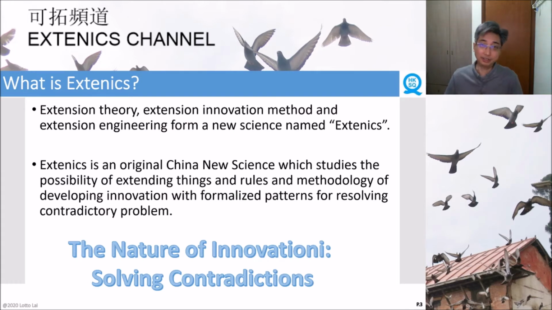What is Extenics? Extension theory, extension innovation method, and extension engineering formed a new science named Extenics. It is an original Chinese new science subject that studies the possibility of extending things, and the rules and methodology of development and innovation, with formalized patterns for resolving contradiction problems. The nature of innovation started from solving contradiction.